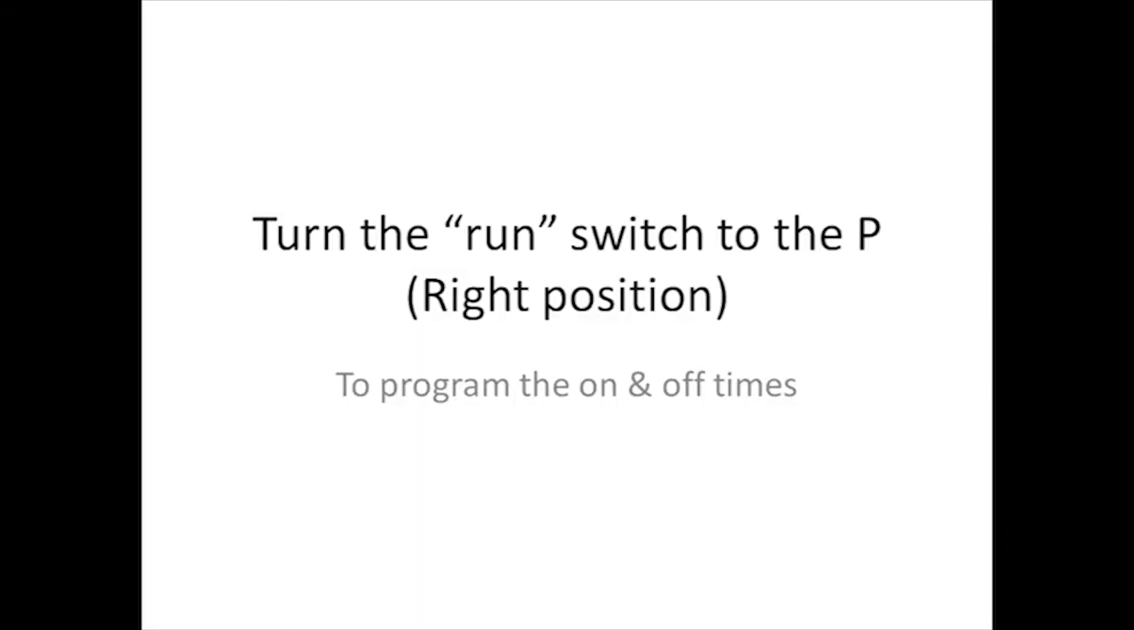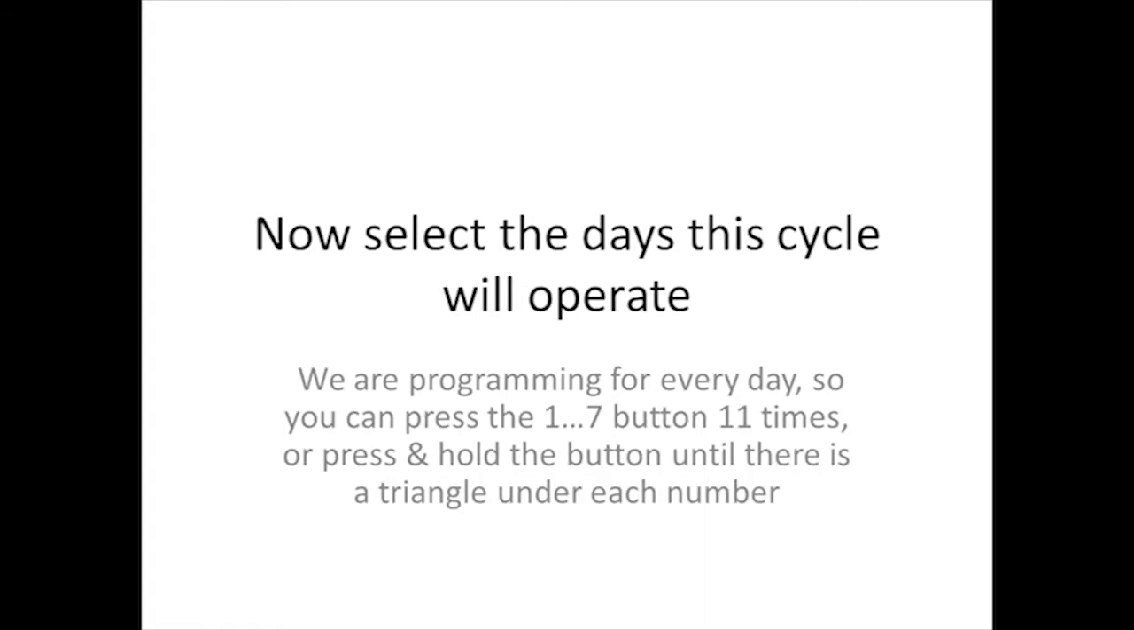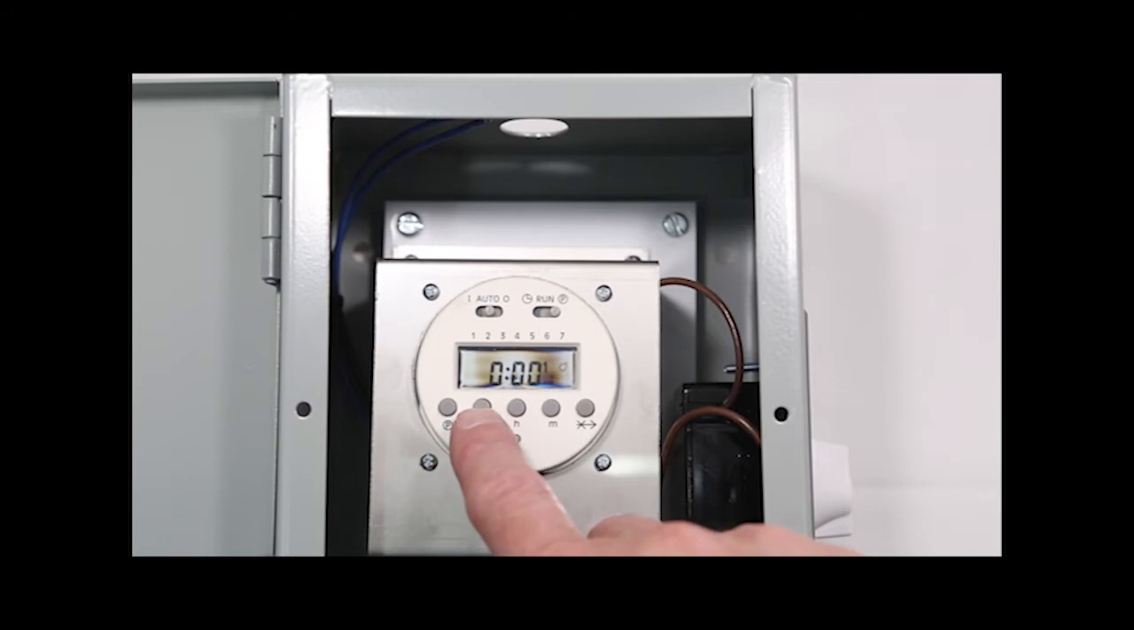Press the P program button once to enter the first on set point. Next, set the day of the week button, 1 to 7 button, to select the day or days this set point is to be activated for. Press that button from 1 through 11 times to select which day this set point is to be used for. Pressing it 11 times selects Monday through Sunday.